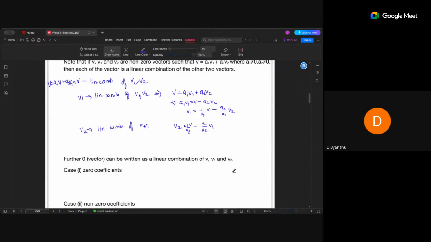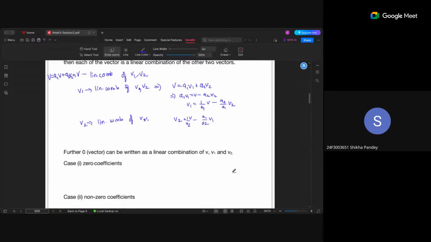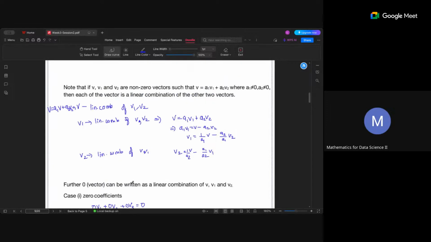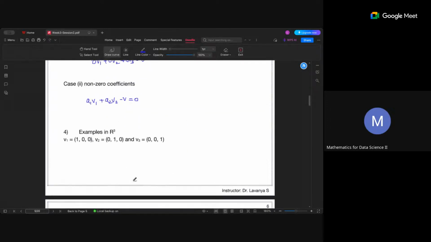We take all the elements to the left side. So we take everything to one side. So A1 V1 plus A2 V2 minus V is equal to 0. In that case, here your coefficient is minus 1. Here the coefficients are A1 and A2. There is one more way to write these vectors as a linear combination of 0. What is that? 0 V1, 0 V2 is equal to 0. Okay, fine. So these are just some simple observations. That's all. Nothing much in these places.